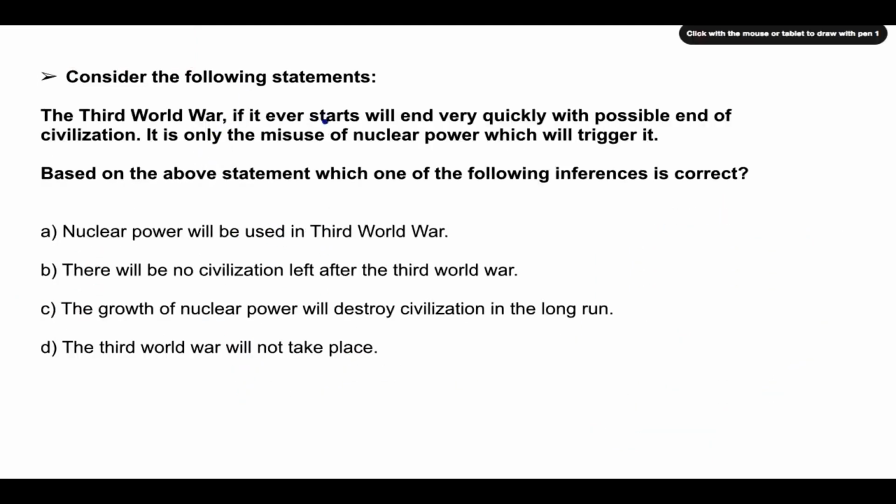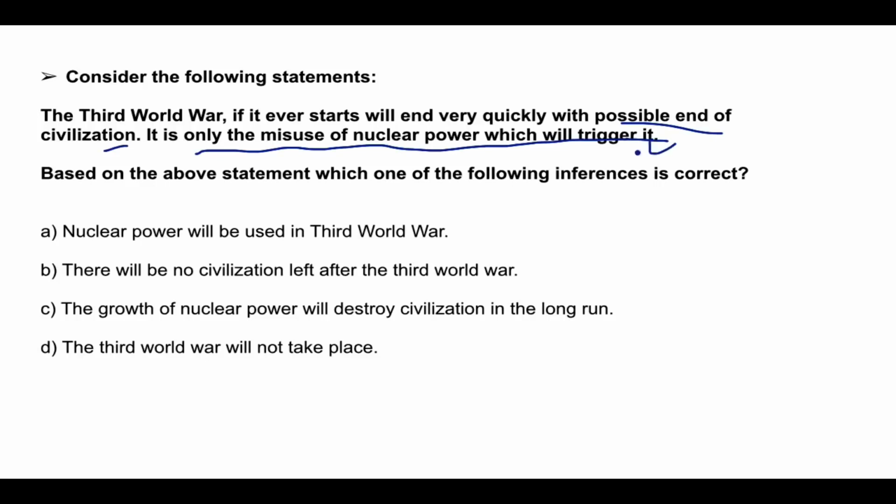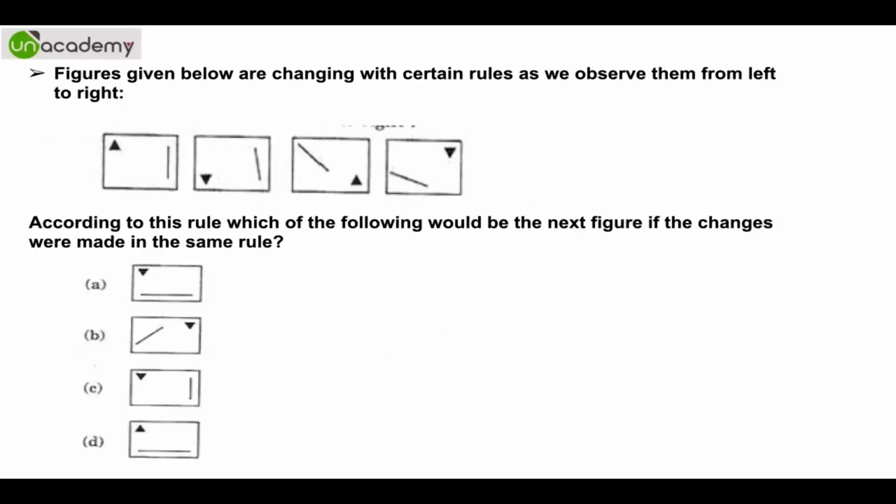The Third World War, if it ever starts, will end very quickly with possible end of civilization. It is only the misuse of nuclear power which will trigger it. So which one of the following inference is correct? Obviously the only thing which is here is nuclear power will trigger it. Only its use can trigger it. So nuclear power will be used. The answer is this. There can be possible end of civilization. So this is wrong. The growth of nuclear power will destroy. This is absolutely wrong because the word misuse is emphasized. And Third World War will not take place. This is also wrong. So answer is A.